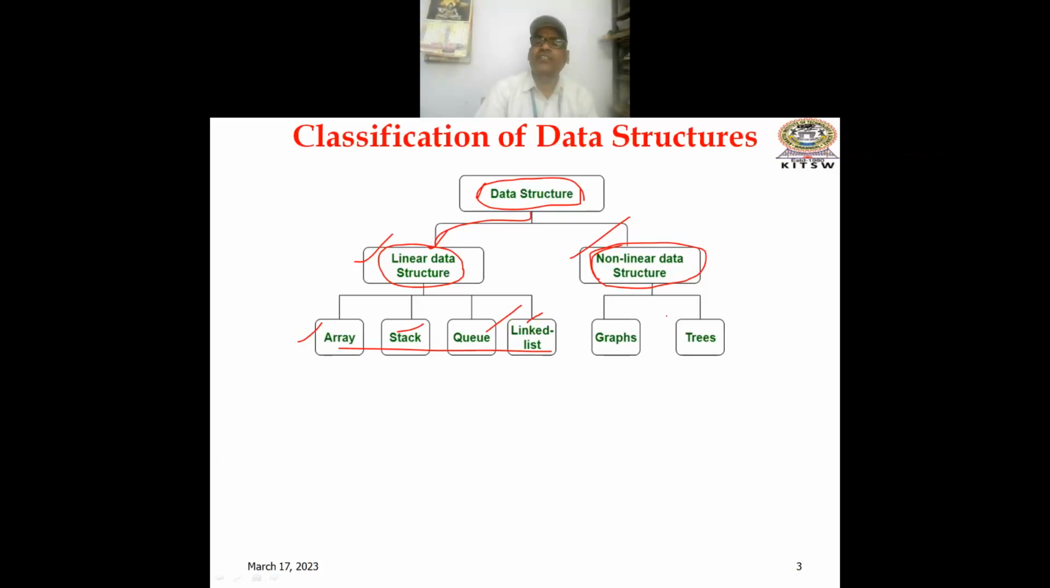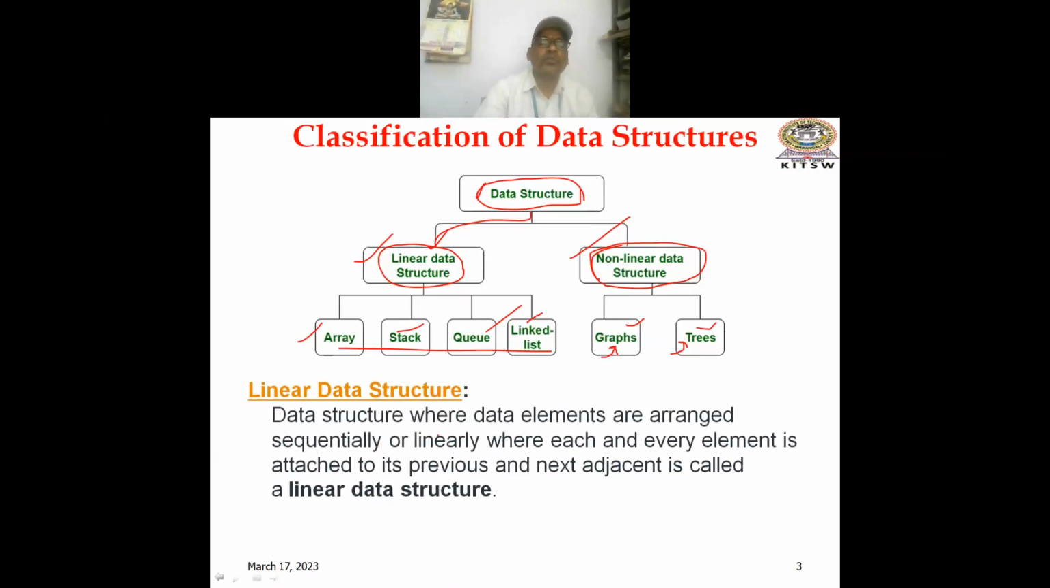And in the non-linear data structures, the data will be organized in the form of a graph or in the form of a tree. That means if you are organizing the data in the hierarchical form, then it is called a non-linear data structure. Trees and graphs are examples of non-linear data structures. Fine. So a linear data structure is a data structure where data elements are arranged sequentially or linearly, where each and every element is attached to its predecessor and successor.